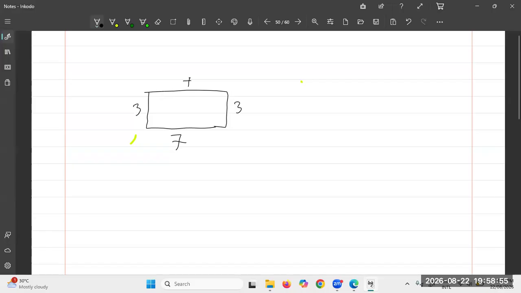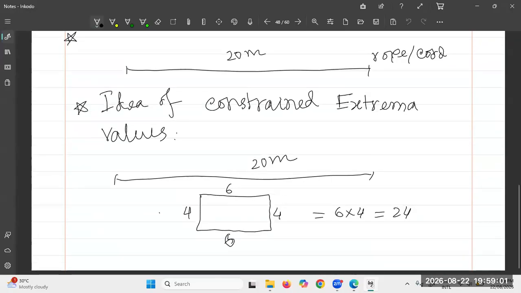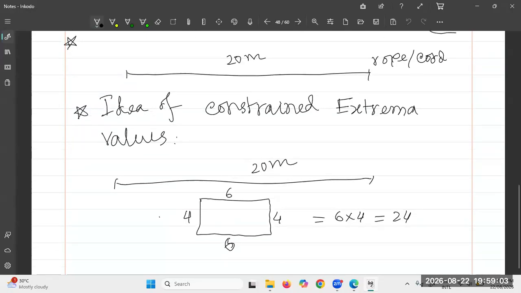Sir, can you show the first page again? Sir, what was the question? So the idea is basically we have a rope of 20 meter and how many areas we can generate taking this in rectangular form. So the choices can be 6 and 4, 7 and 3, 8 and 2, 5 and 5, 4 and 6, and many more combinations.